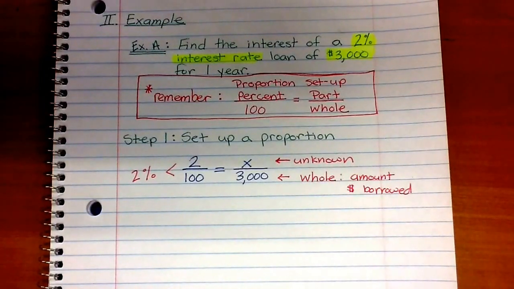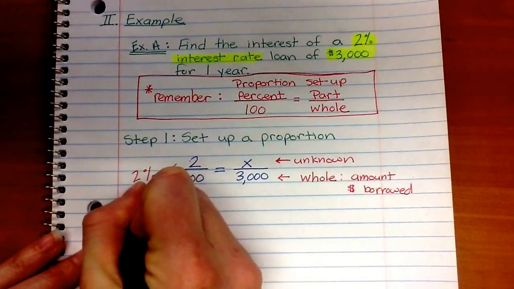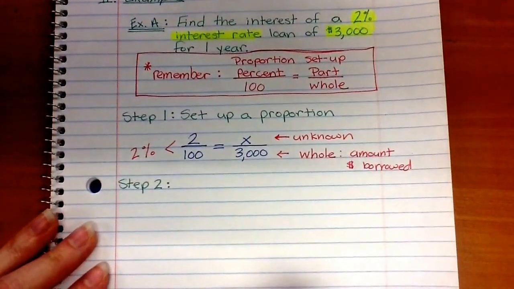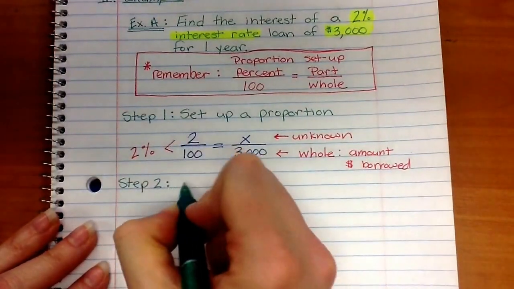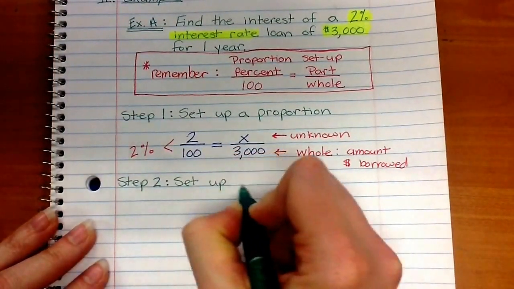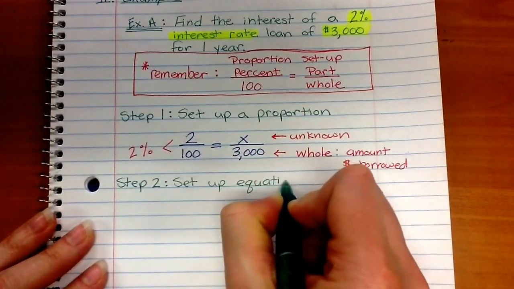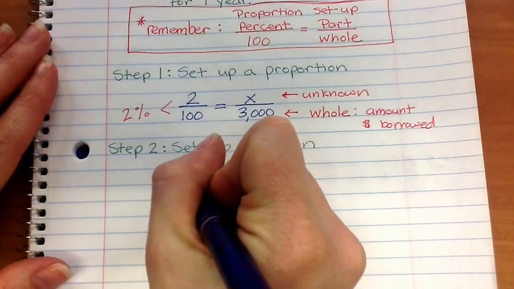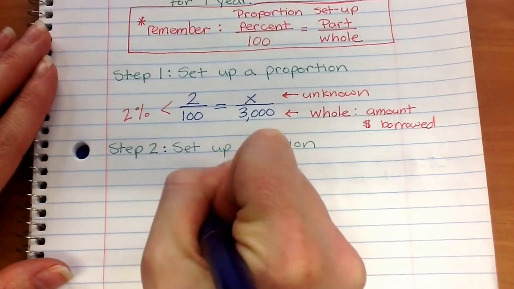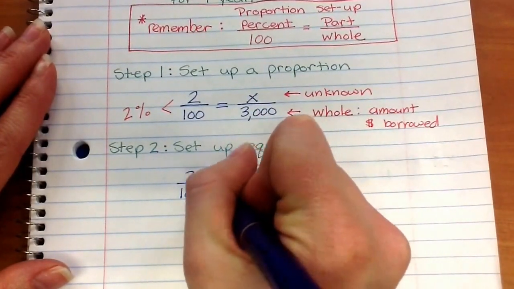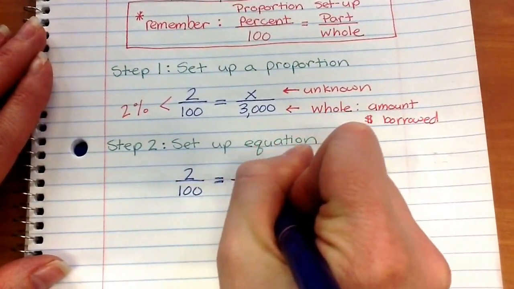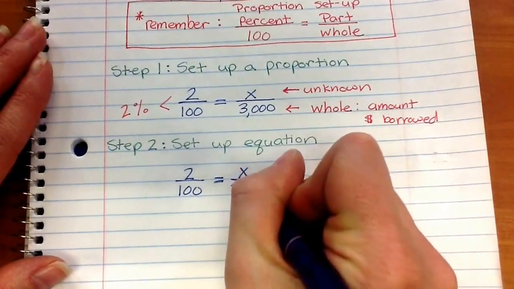Once we have that set up and know how to do that, we're going to move on to the next step, which is step 2. And for step 2, you are going to set up the equation from your proportion. So I'm going to take my proportion of 2%, 2 per 100, equaling, because this is my equivalent ratio, my part, x, which is unknown, to my whole, which is 3,000.